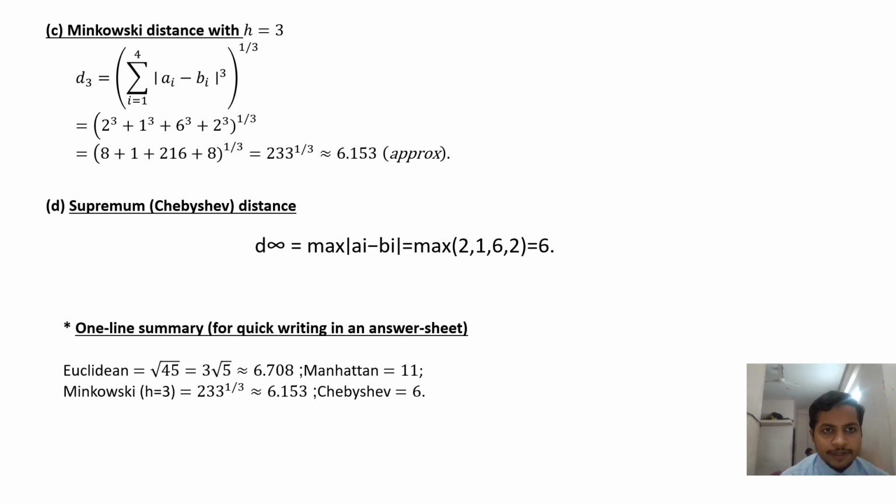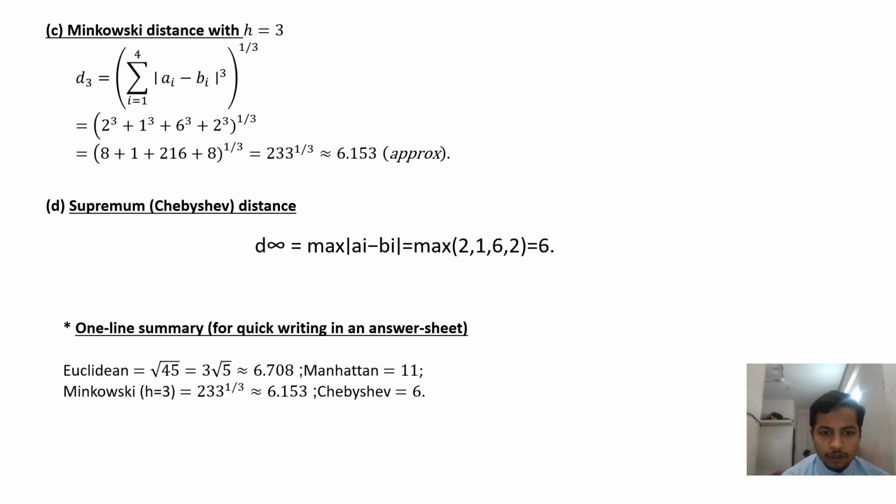Minkowski distance with h equal to 3. The formula is the summation for i equals 1 to 4 of modulus of ai minus bi to the power 3, the whole to the power 1 by 3. So putting the values into the formula, the approximate value will be 6.153. Supremum or Chebyshev distance is the maximum of modulus of ai minus bi. So the maximum of 2, 1, 6, 2 is 6.